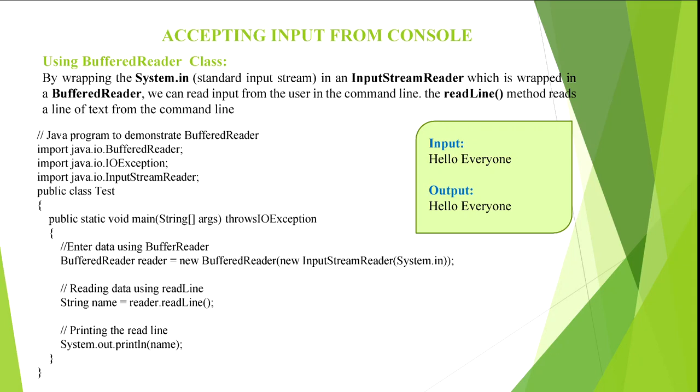Now how to read the line of text by using the readLine function. I use one variable named name of type String to store the line of text, equal to reader.readLine. What is reader? Reader is the object, reader dot readLine, and just after that I print the line. Suppose here I give the line as hello everyone. That hello everyone will be stored in the name variable of type String, and when I use the command System.out.println(name), it will be printed on the screen as it is, hello everyone.